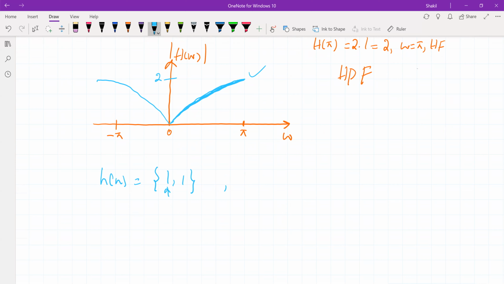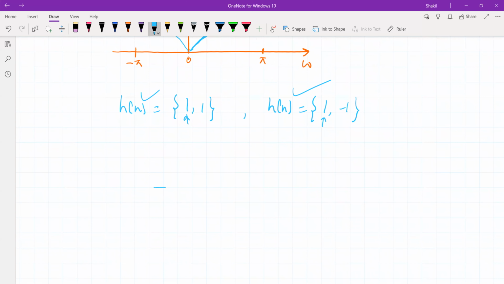So you can see, if you remember, I said in the first lecture, this is the frequency response, this is the impulse response of the system. The earlier system behaves as a low pass filter, and this behaves as a high pass filter. So this is a very simple example of filters in the frequency domain. So this is the frequency response of the system.